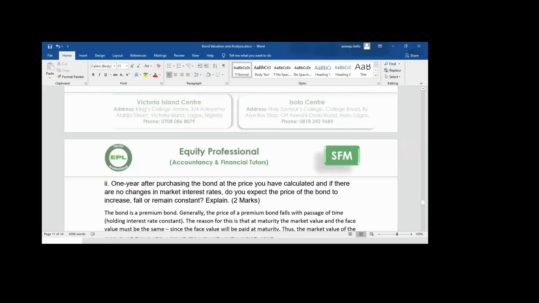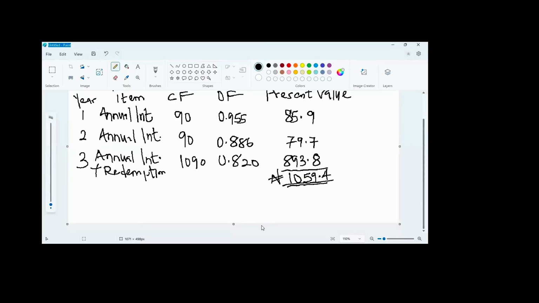To answer this question, you are going to look at the price of the bond, and you are going to look at the redemption value of the bond. Please allow me to go to that calculation. Okay, yes. Look at the price of the bond.